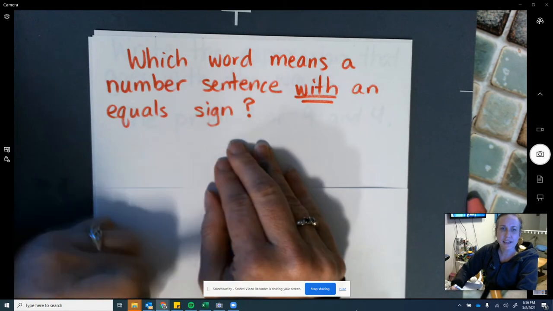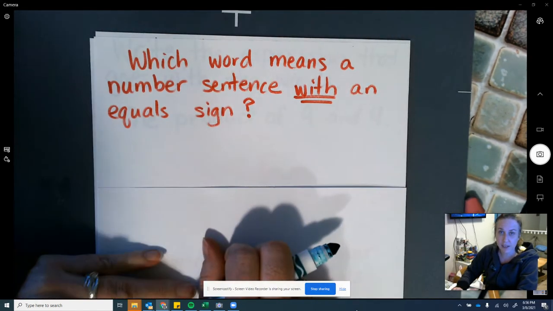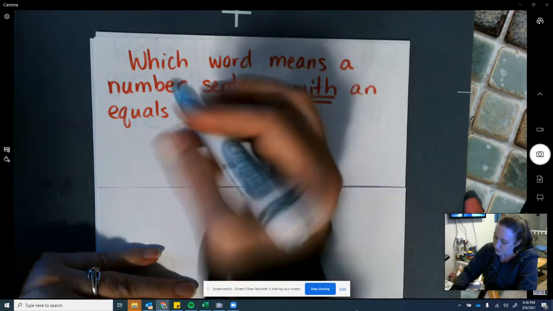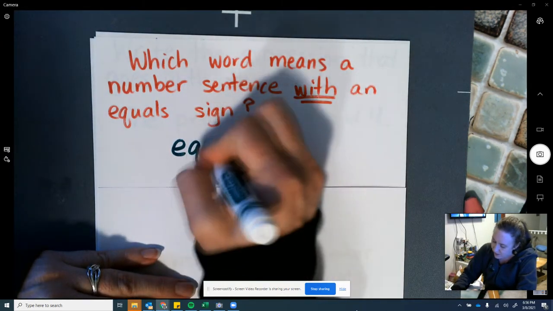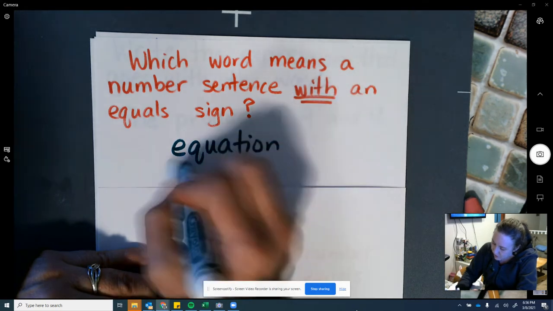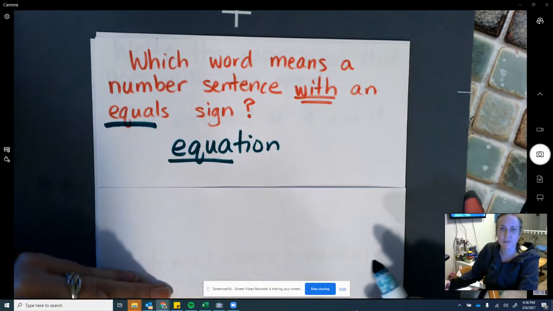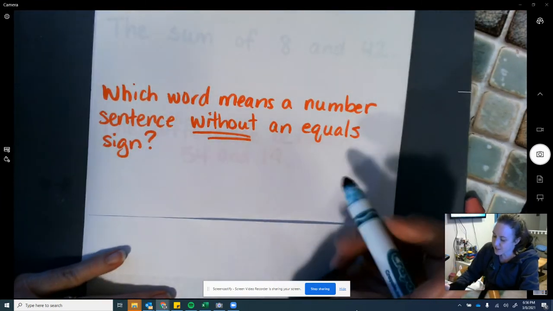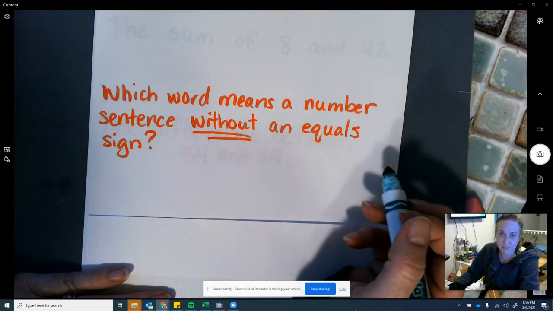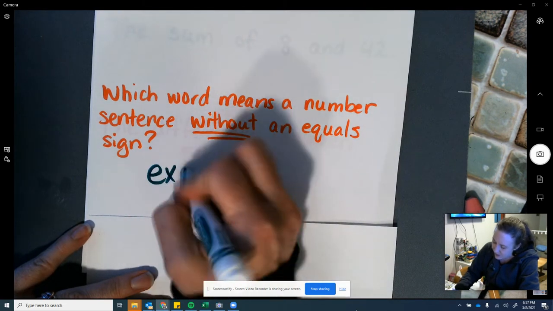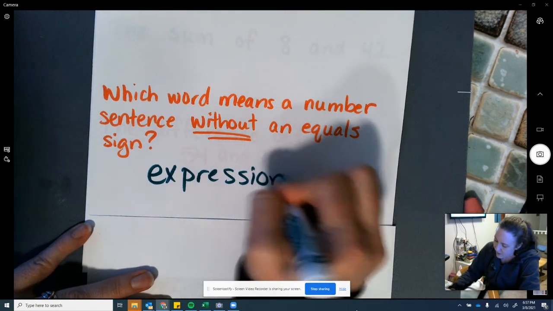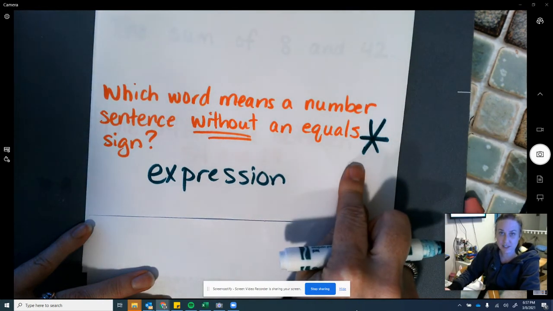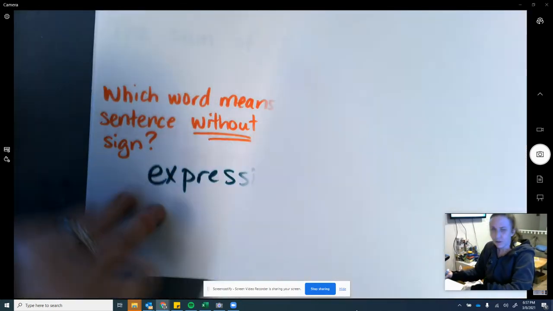Which word means a number sentence with an equal sign? In this case, it is the equation. Equation, equals. It has kind of the same wording in it. Which word means a number sentence without an equal sign? That one is an expression. And again, we are going to be working with expressions this week. All right, let's practice some expressions.